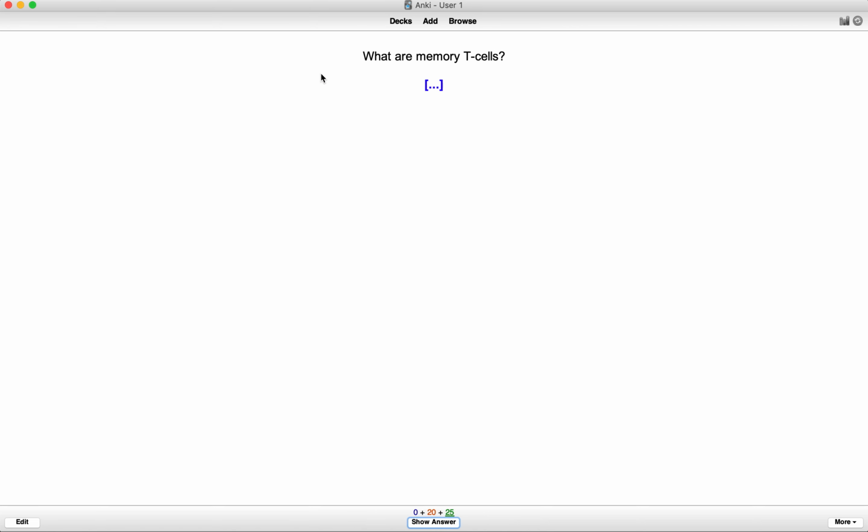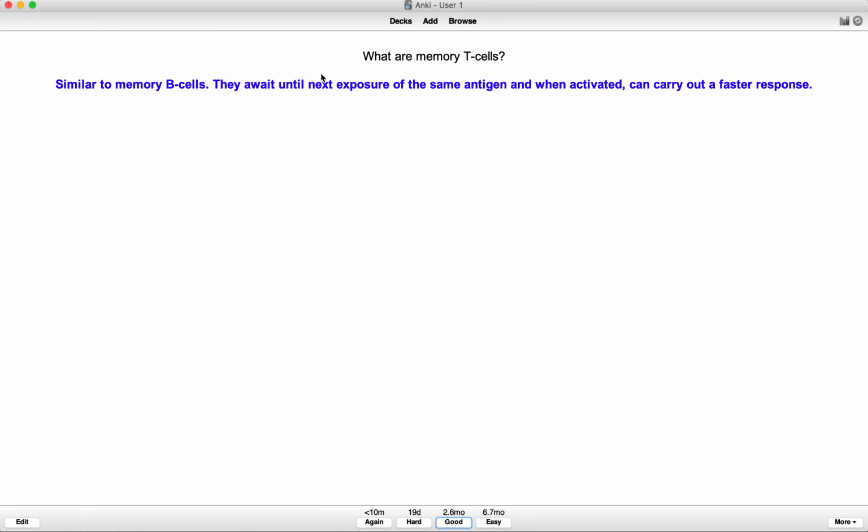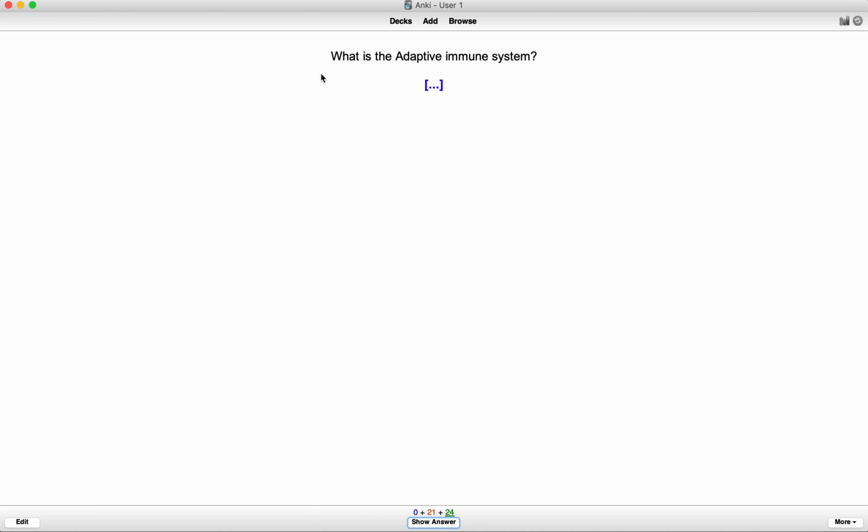What are memory T cells? No idea. Similar to memory B cells, they wait until the next exposure to the same antigen, and when activated they carry out a faster response.